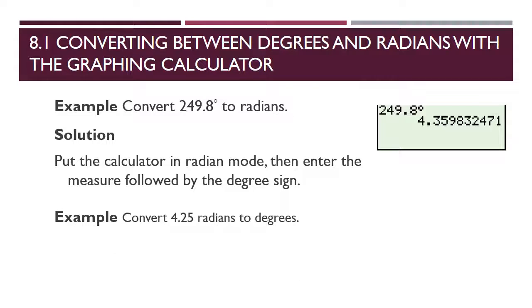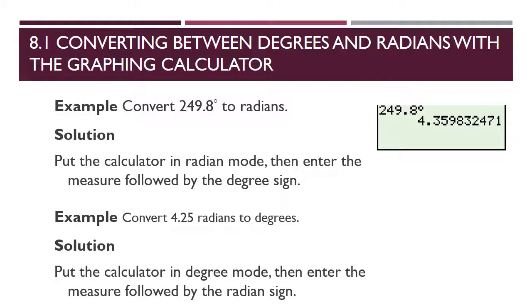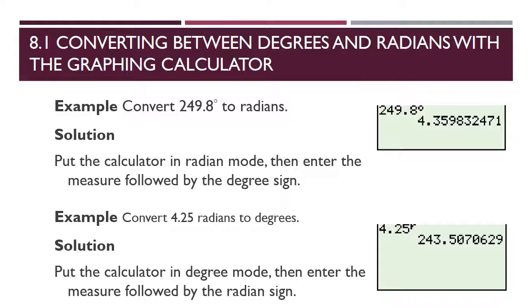Now we're going to do the same thing, but the other way around. We're going to convert radians to degrees. It's very similar. We're going to put the calculator in degree mode, and then we're going to enter the measure followed by the radian sign. If you're wondering where that is, go to the angle menu, which is second apps, and it is, I think, the third item on the menu. It's a little R, so you're going to put that there. So we'll put 4.25 R, hit enter, and you get 243.5. And if you check what we got previously, they should be a match.